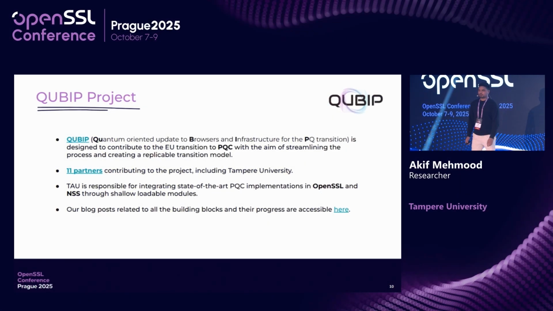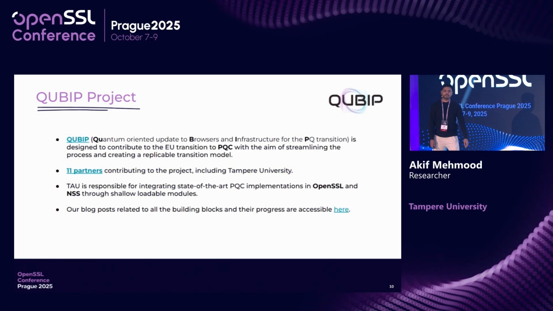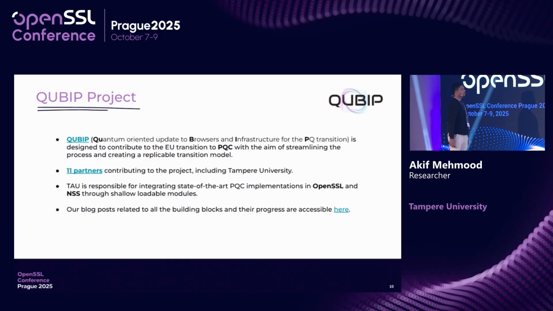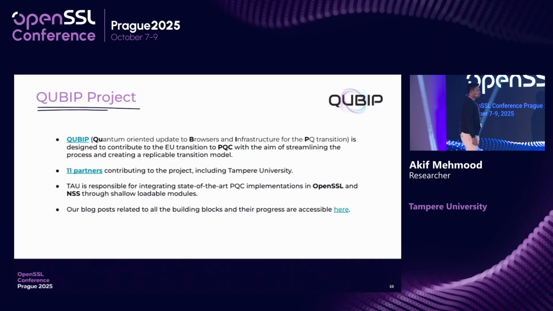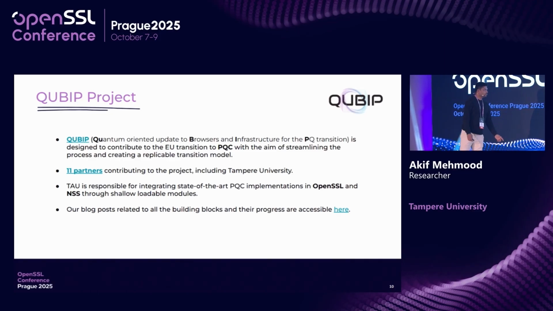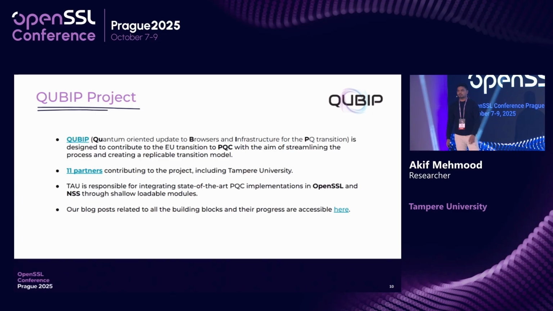We started with a project that we have been working on, and the project is called QUBIP. QUBIP stands for Quantum-Oriented Update to Browsers and Infrastructure for Post-Quantum Transition. So basically, QUBIP was designed to contribute to the European PQC transition and streamline the process for creating a replicable transition model. All over Europe, QUBIP has 11 partners, including us from Finland, which is Tampere University.